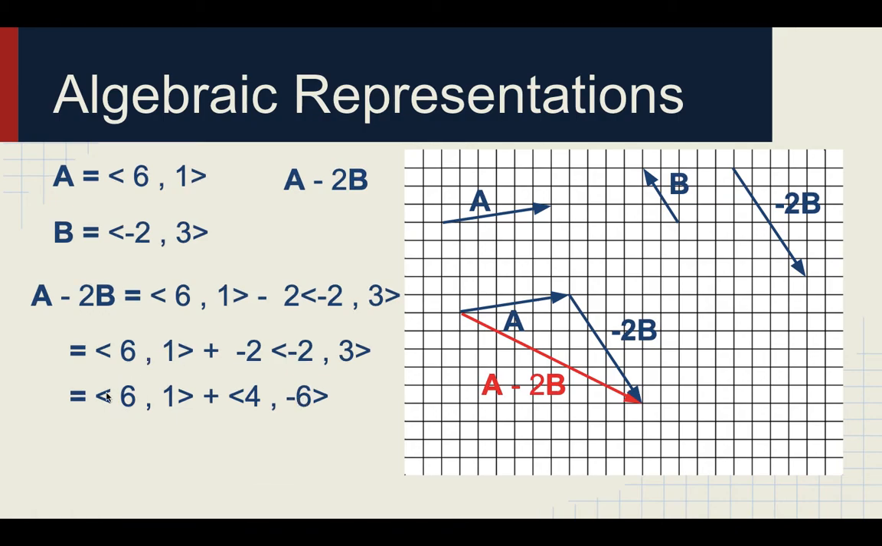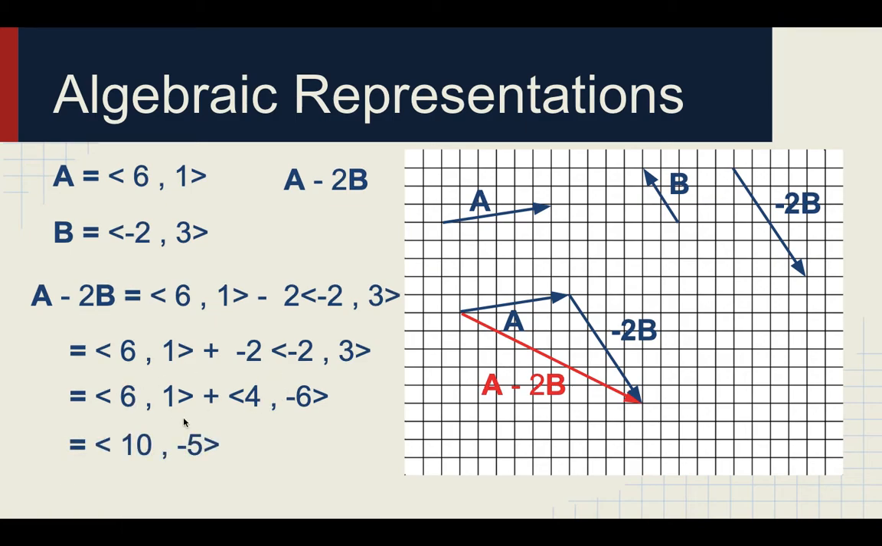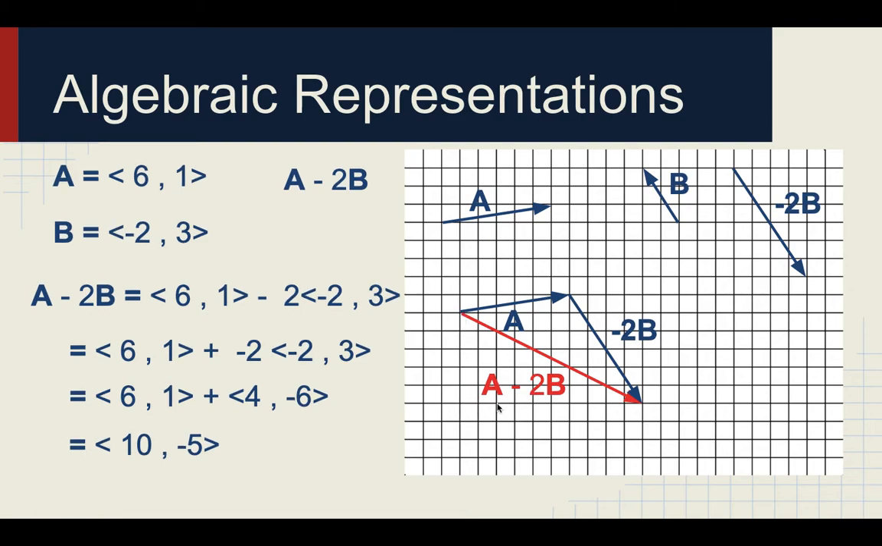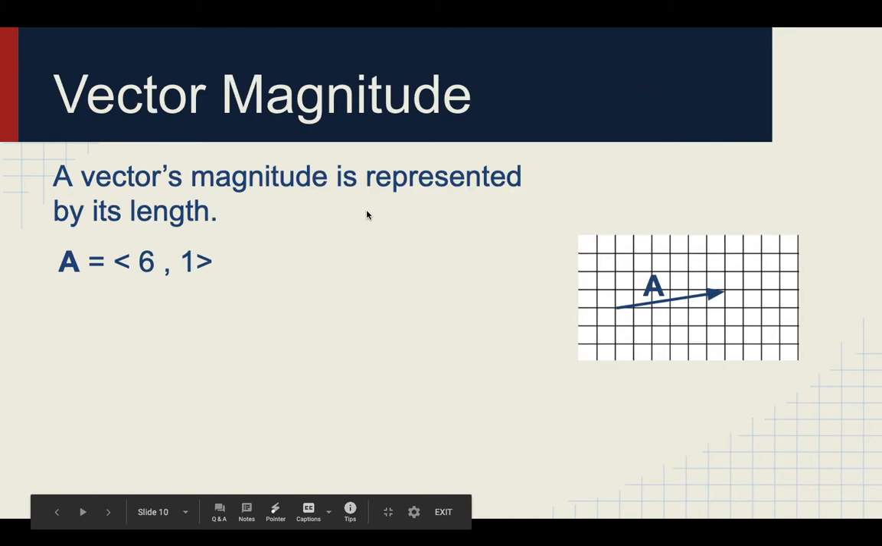And now to add these, we add the x components, and then we add the y components. So 6 plus 4 is giving me 10, and for the y components, 1 plus negative 6 gives me negative 5. And if we look at this vector, if we count it, it should be 1, 2, 3, 4, 5, 6, 7, 8, 9, 10 units in the x direction, and in the y direction, 1, 2, 3, 4, 5. It's negative because it's down. I was calling up the positive y direction. Okay, so that's how you can add vectors algebraically as well as graphically.